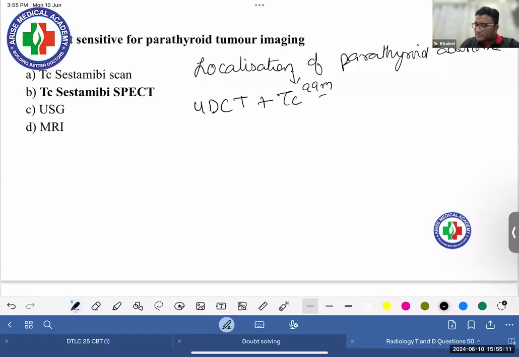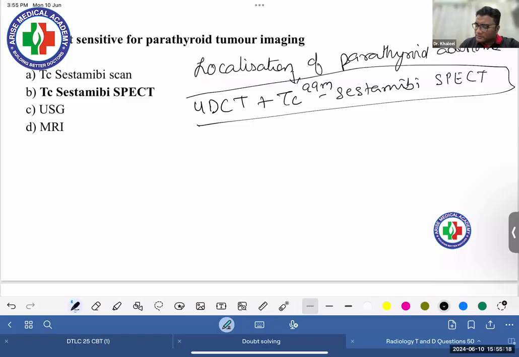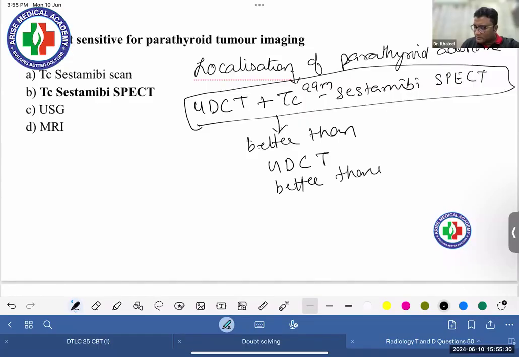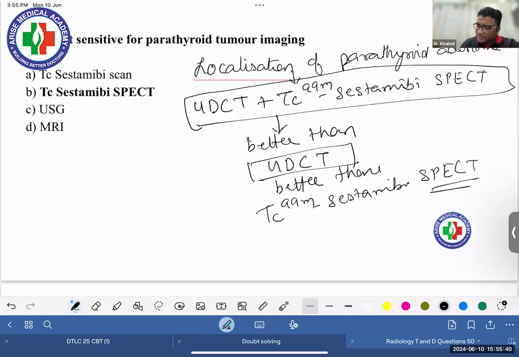Technetium-99m Sestamibi SPECT. This is the investigation of choice for localization. This is better than only 4D CT, and this is better than only Sestamibi. Obviously, SPECT is 3D imaging. If you compare between these two, SPECT will be better. So 3D will always be better than only technetium.